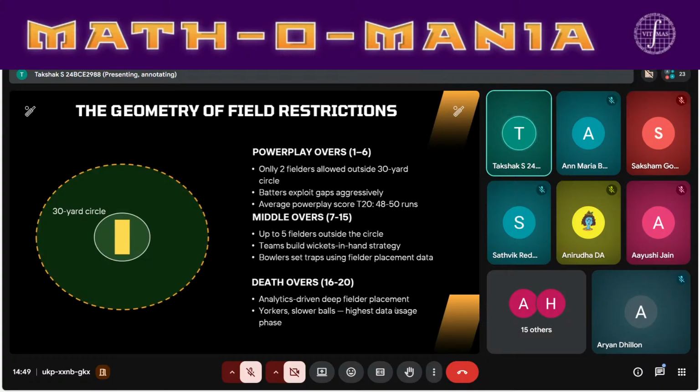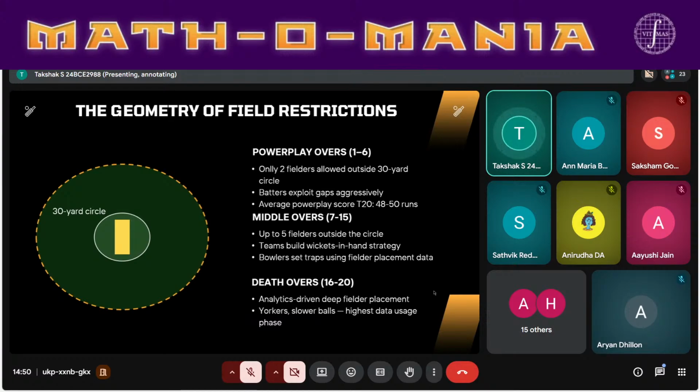Think about that. In a full fielding side of 11 players, only two of them can patrol the boundary during the first 6 overs. Everyone else must be inside or on the circle. This is why you see so many boundaries in the power play. The outfield is essentially unguarded.